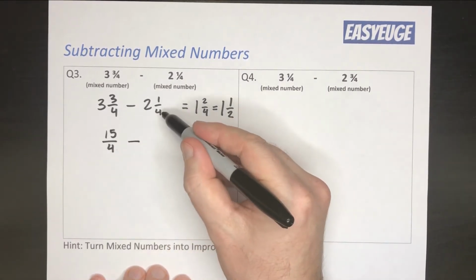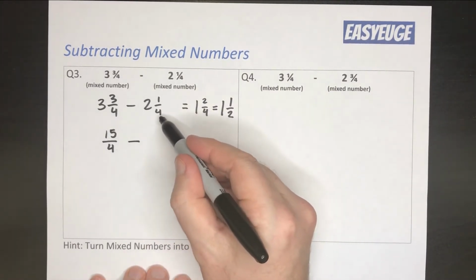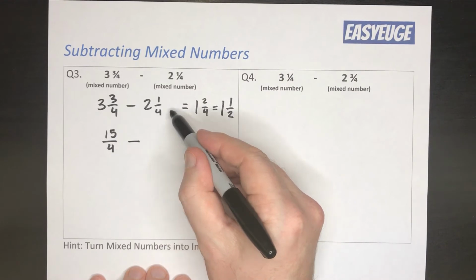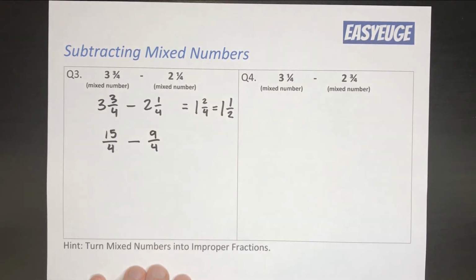Let's convert 2 1/4 into a fraction. 2 multiplied by 4 is 8, plus the 1 is 9. So that's 9 over 4. And that's how you convert mixed numbers into fractions.